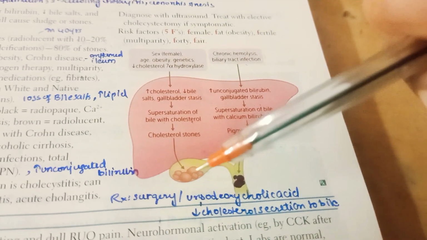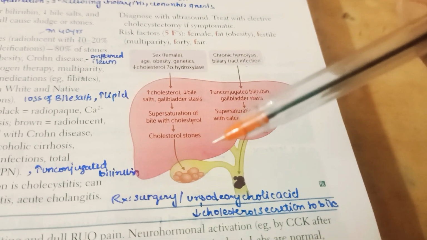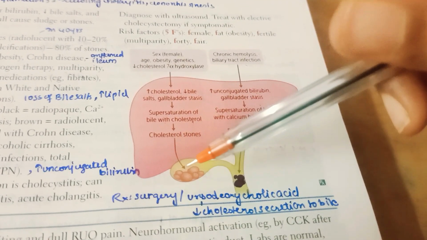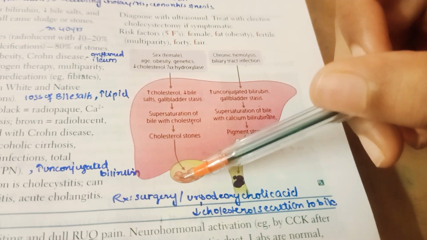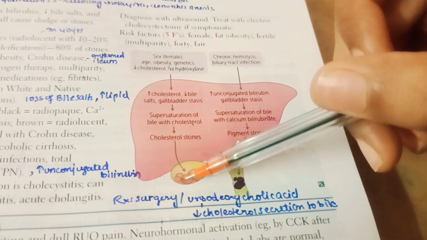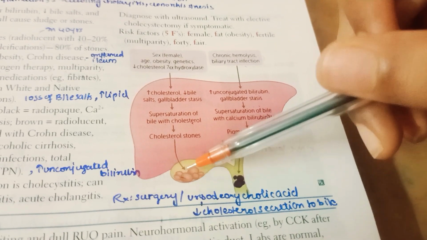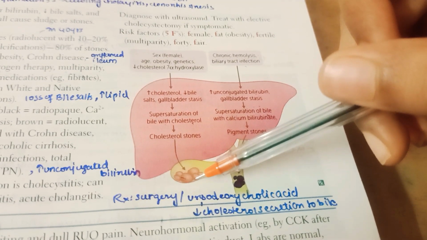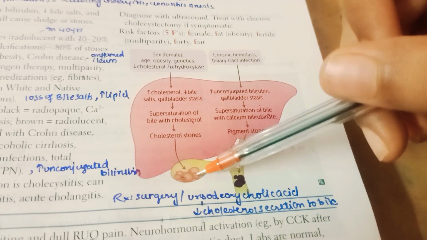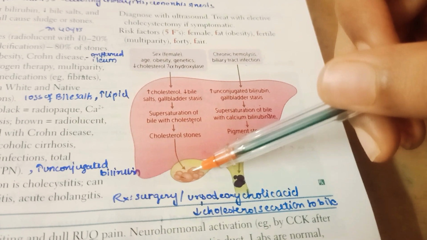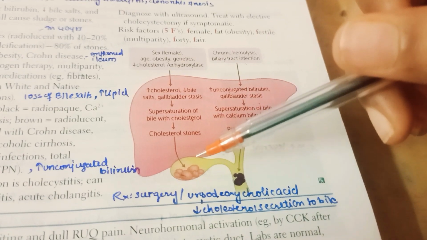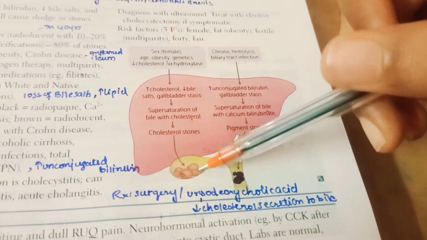Remember that cholesterol stones are radiolucent, and opaque when due to calcifications. 80% of stones are associated mainly with obesity, Crohn's disease, estrogen therapy, multiparity, rapid weight loss, medications like fibrates, and mainly it's seen in white and Native American populations. Also, loss of bile salts and increased lipid will lead to this. Even liver cirrhosis leads to decreased bile salts, so that will also lead to increased cholesterol stones.